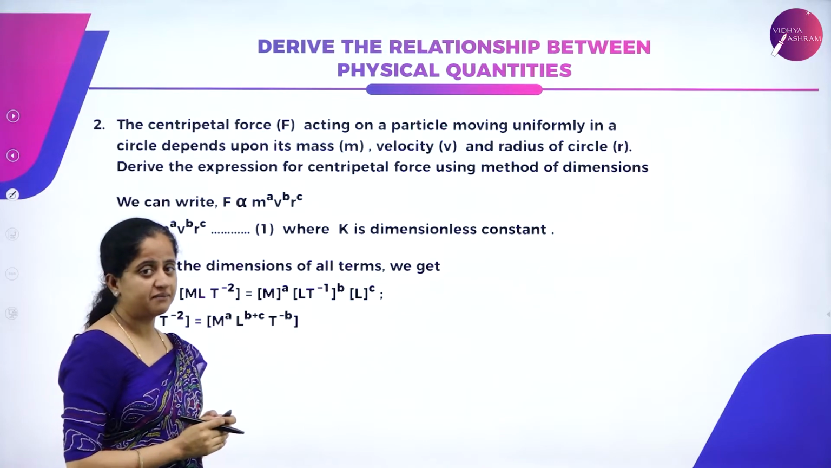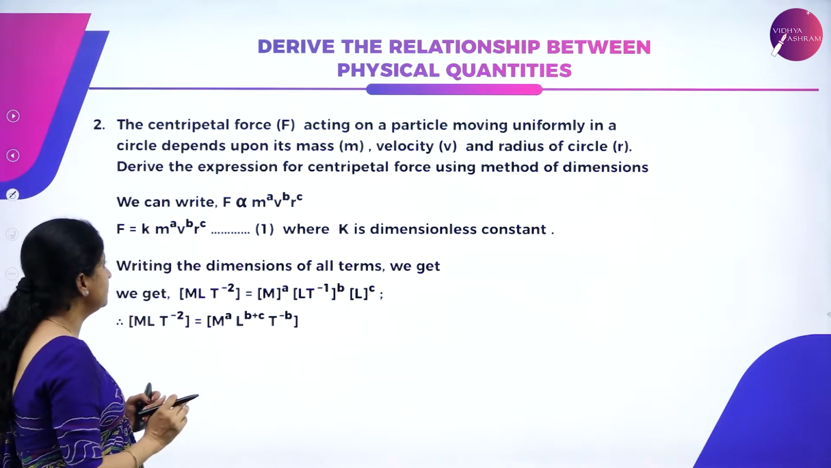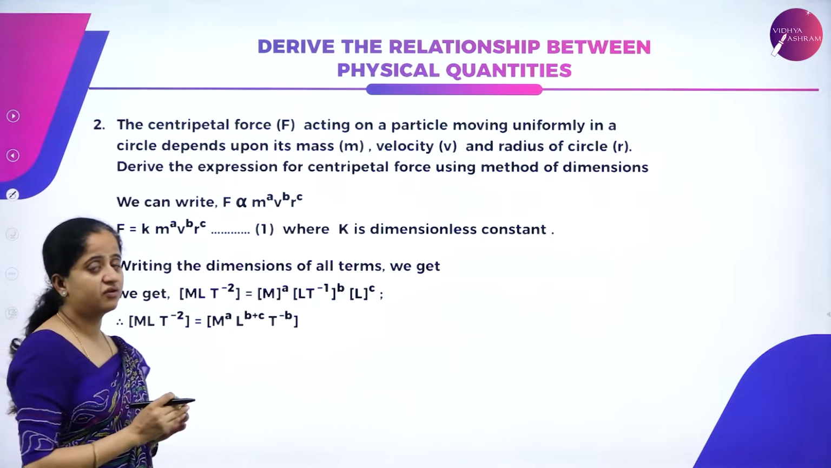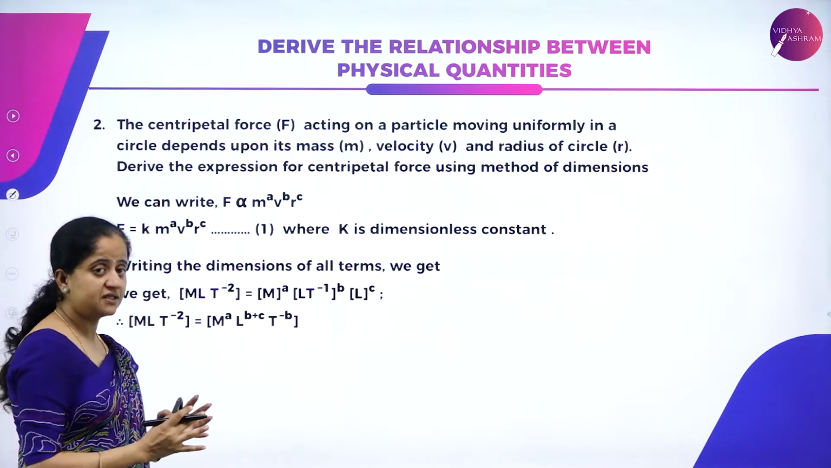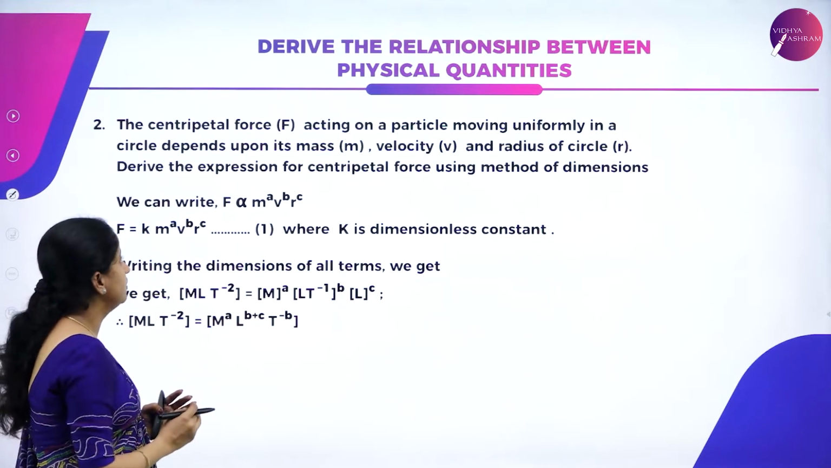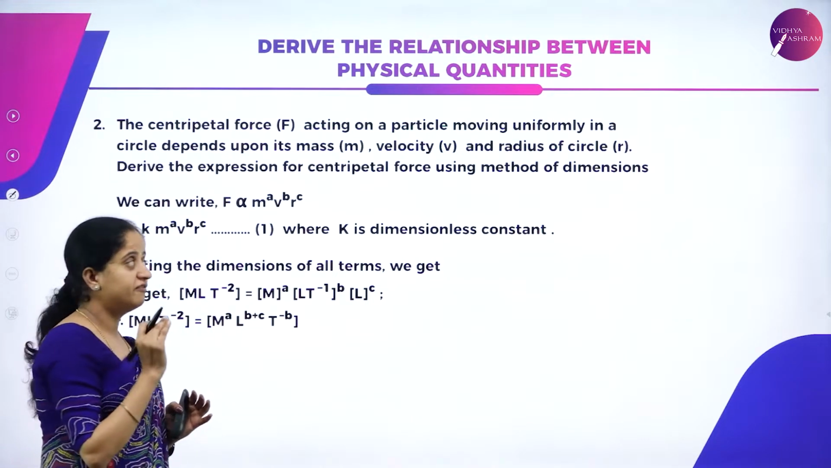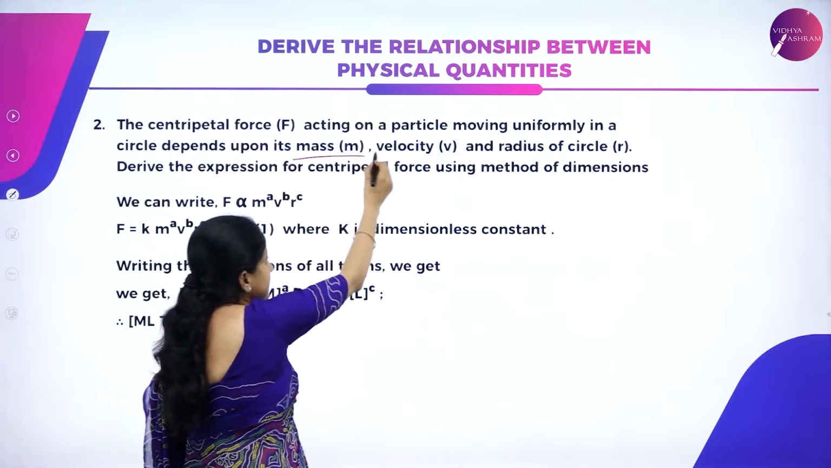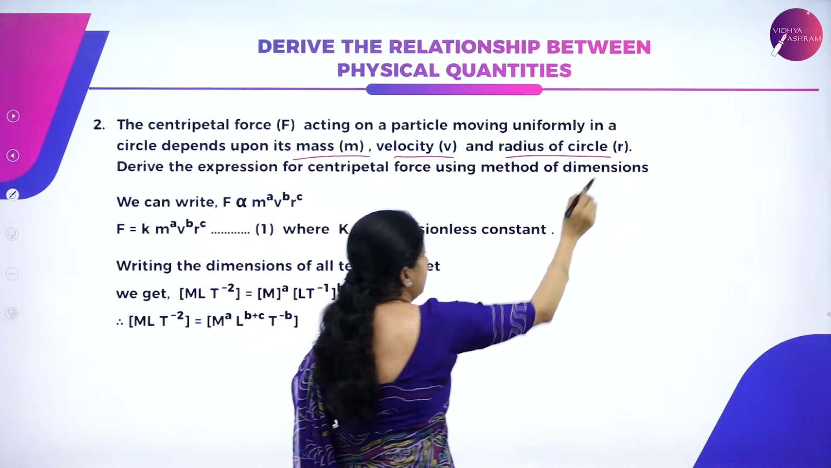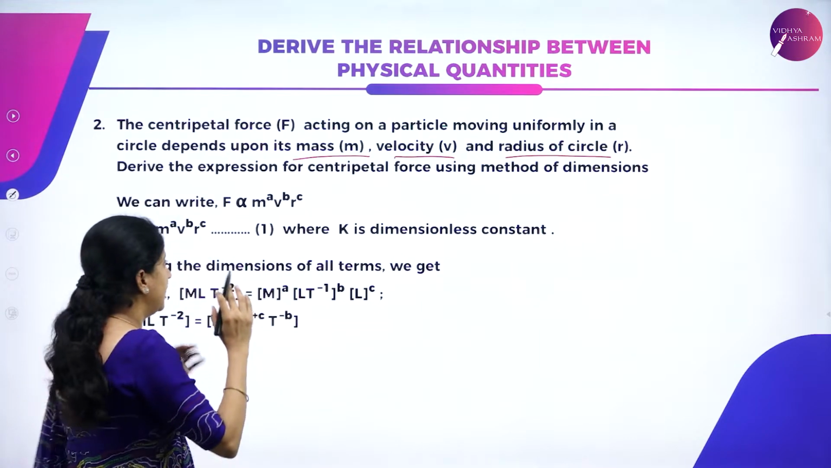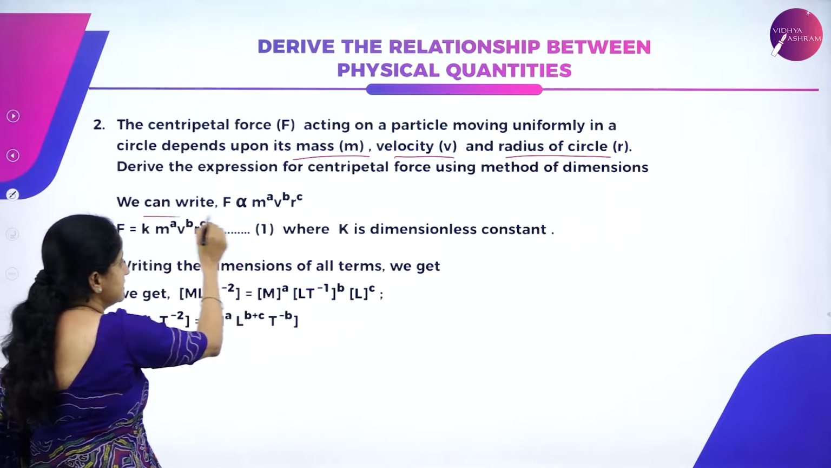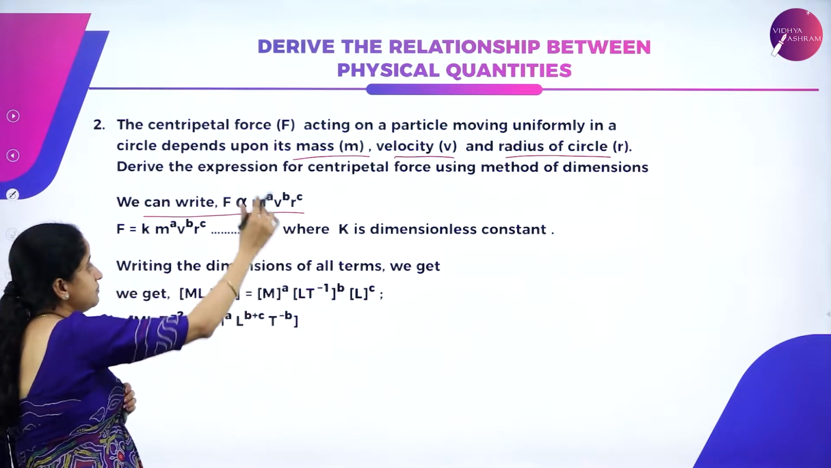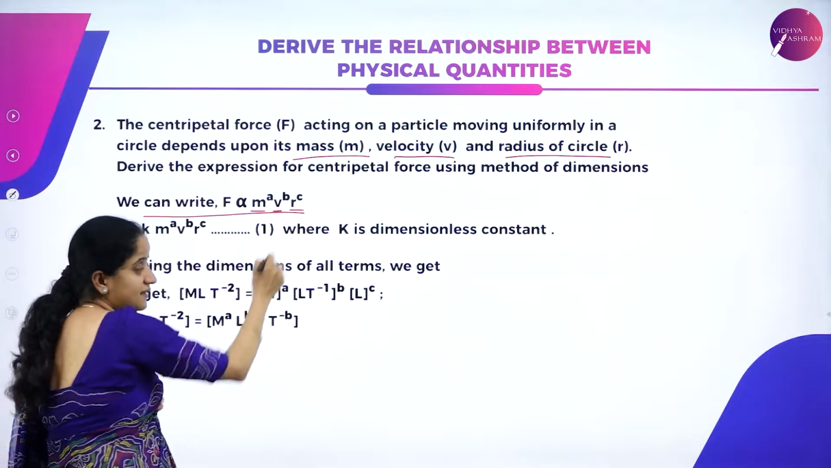Let us see one more example for the same. Here we are going to derive the expression for centripetal force. To derive the expression for centripetal force, we consider a particle which is moving uniformly in a circle. If a particle is moving uniformly in a circle, it depends upon its mass, its velocity and the radius of the circle. As the question says, the centripetal force of a particle which is moving in a circular manner depends upon mass, velocity and radius.